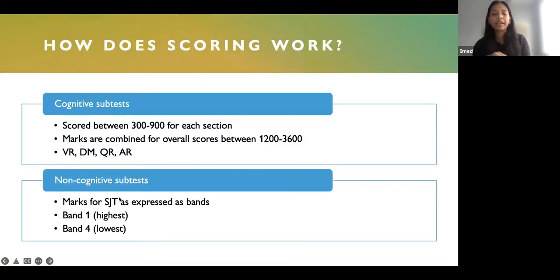Then you have your non-cognitive subtest, which is your final section, the situational judgment. Marks for the situational judgment are expressed slightly differently. They're banded into band 1, band 2, band 3, and band 4. Band 1 is the highest, band 4 is the lowest. Most students tend to score between band 1 and 2 because it's mostly common sense questions. Usually students who are likely to get interview offers score between band 1 and 2. It's very, very difficult to score band 3 or 4 because, as I said, most of these questions are common sense based. If you revise your ethical principles and do lots of practice questions with situational judgment, it's pretty easy to score band 2 particularly.